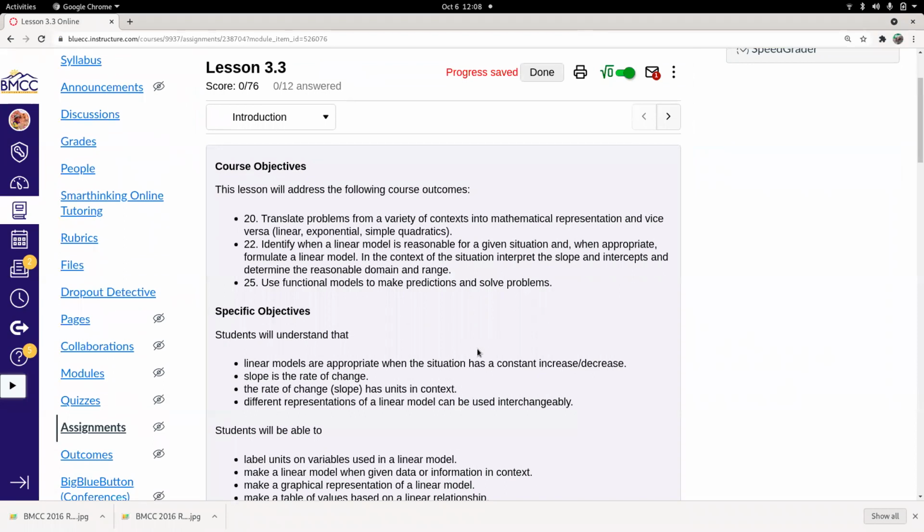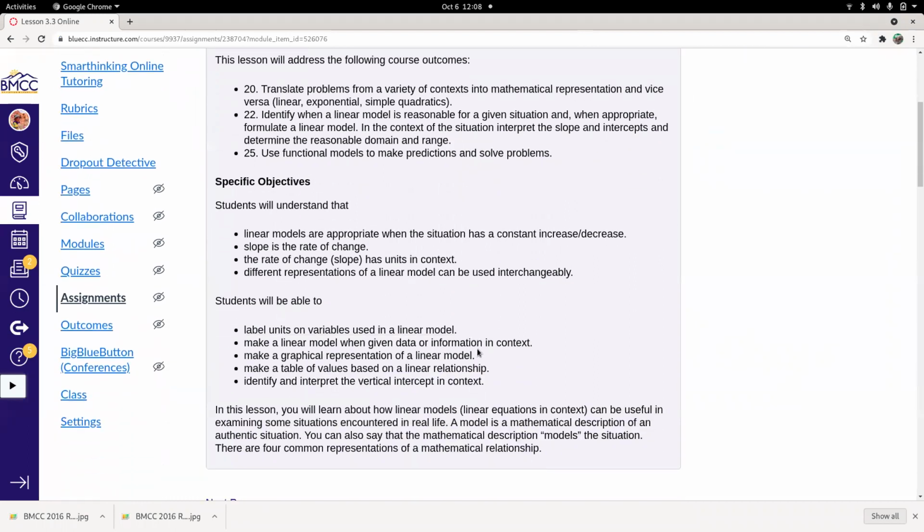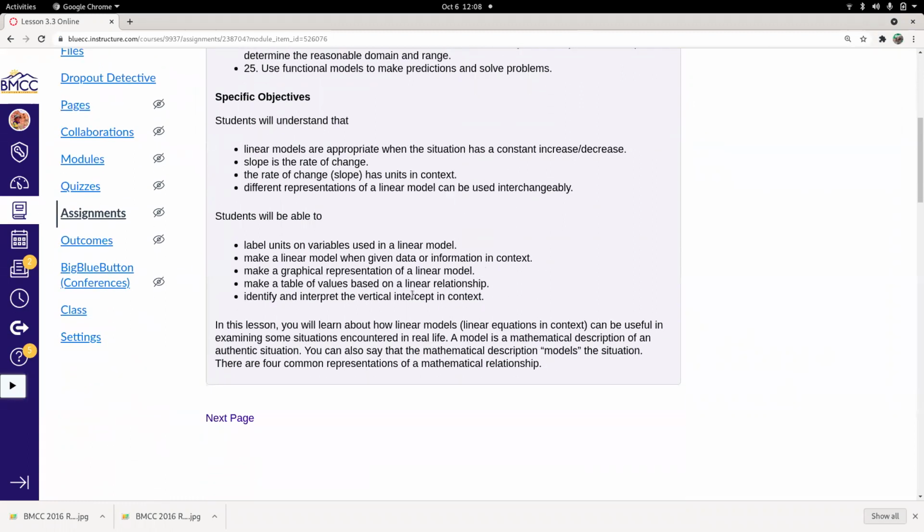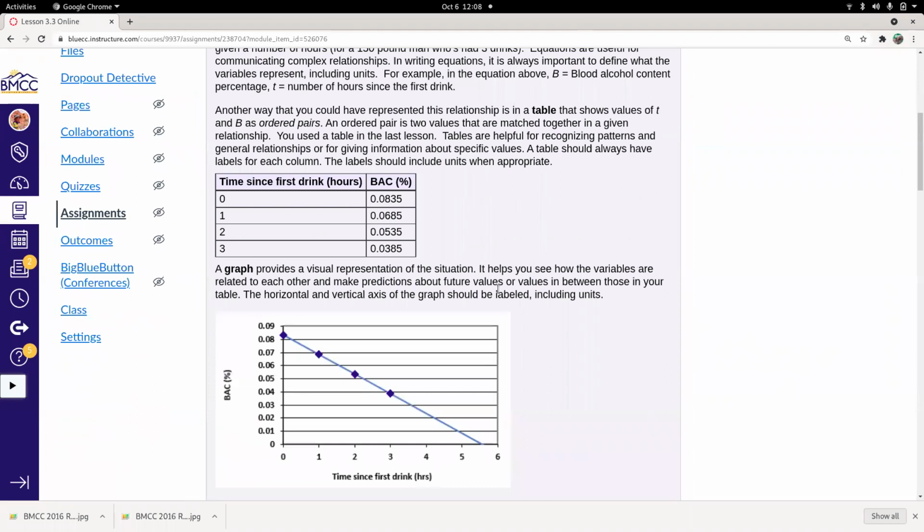We're looking at these different situations where linear stuff pops up. It's mainly what we're focusing on, and the idea of slope, rates of change. So take the time to read through this later. I've talked about much of it.